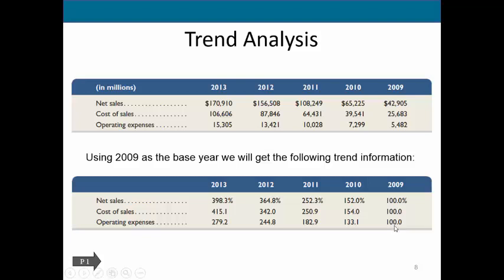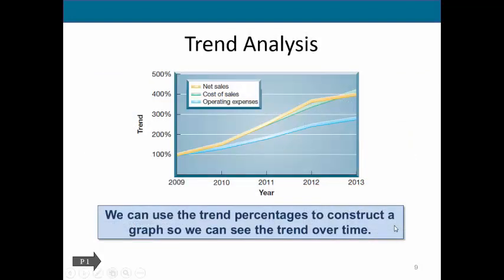We'll then look at these. You can look at these on a chart to get an idea of what has happened over time. So we'll put our oldest year here at the beginning, and then go through our years. So let's look at the trend. We're not necessarily looking at what happened from one year to the next. We're looking at how did these different items that we're looking at, net sales, cost of sales, and operating expenses, how did they change over time?